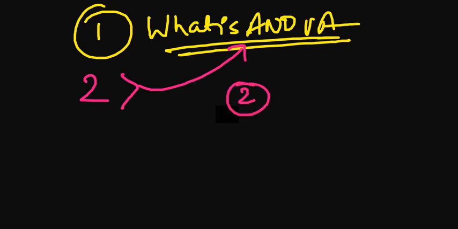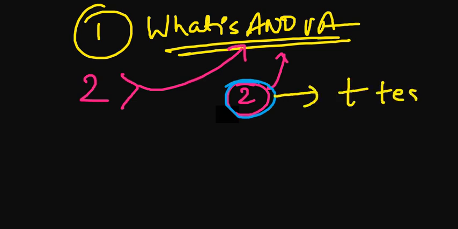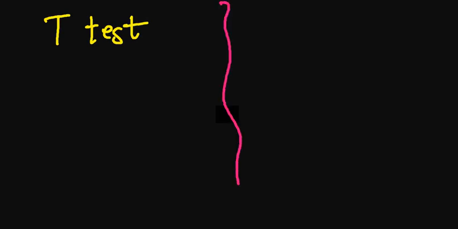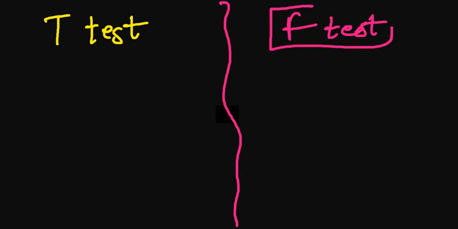Yes, you can use ANOVA for 2 groups as well, but it is of not much use, because you have the t-test. So remember this for your entire life, that there are 2 components. First is the t-test and second is what we call the f-test. Remember this, f-test is nothing but your ANOVA.